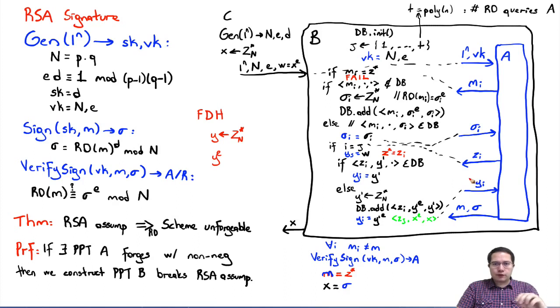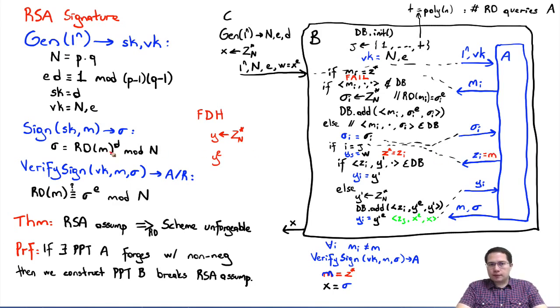Next, we are going to claim the following. If the adversary A ever manages to forge a valid signature, then he must have queried at some point for this particular M. So one of these queries must be M. That's the claim. Why? Let's assume the adversary never queries the random oracle for M. So this never happens, let's say.